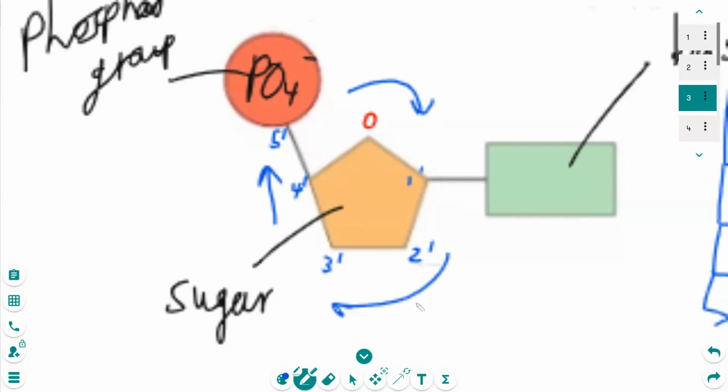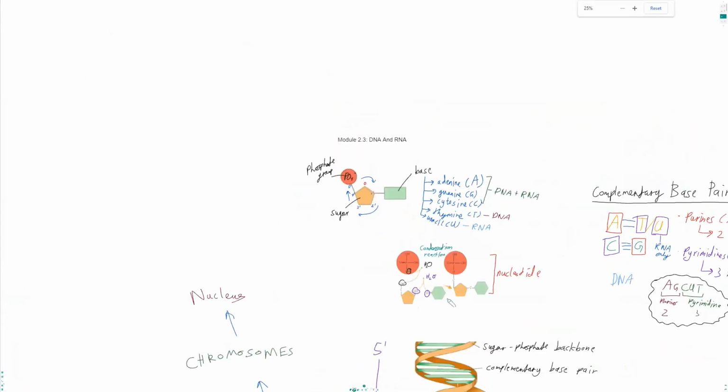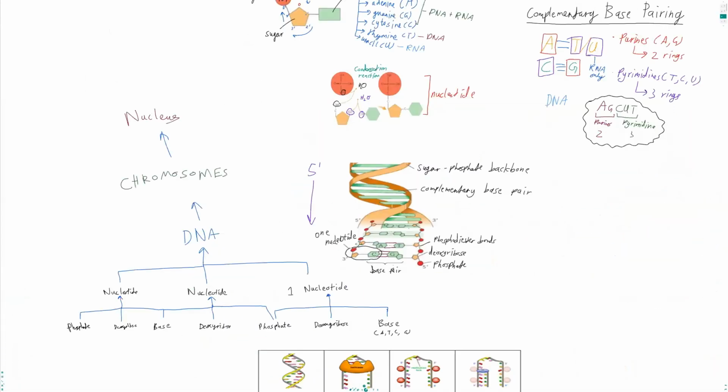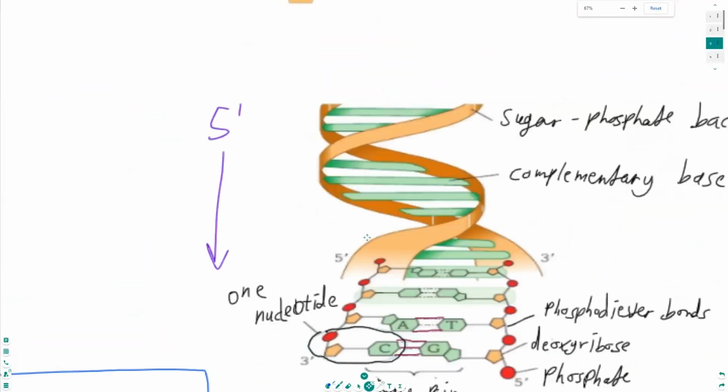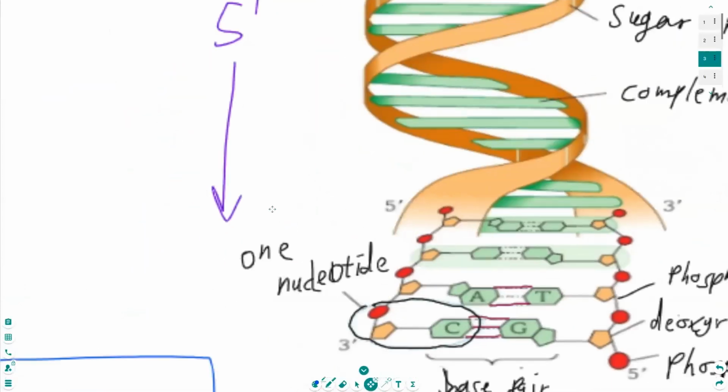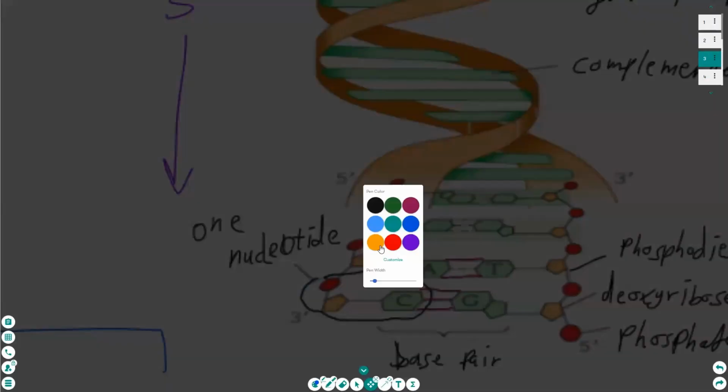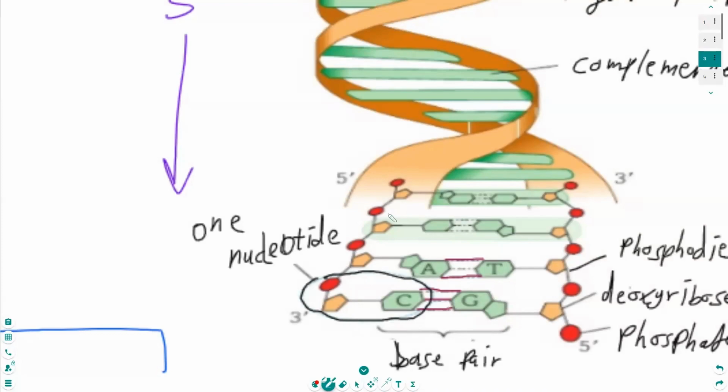That's for one nucleotide. Now we're going to do the same thing for the nucleotide here. As I said, we start at the oxygen, which I'm going to mark with this dot. And then we have 1 prime, 2 prime, 3 prime, 4 prime, 5 prime out of the ring. So we say this strand runs 5 prime to 3 prime.